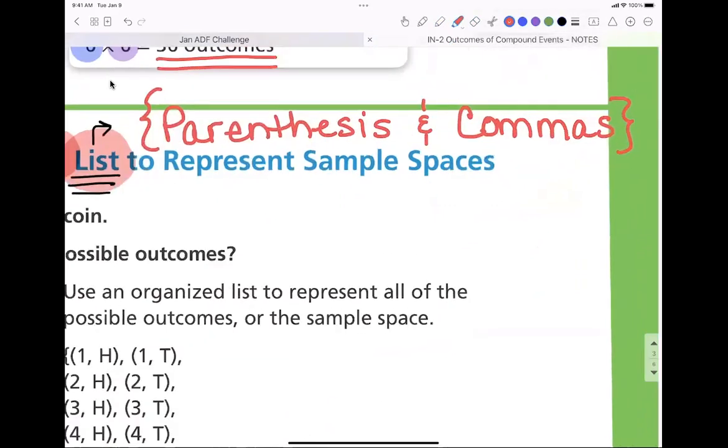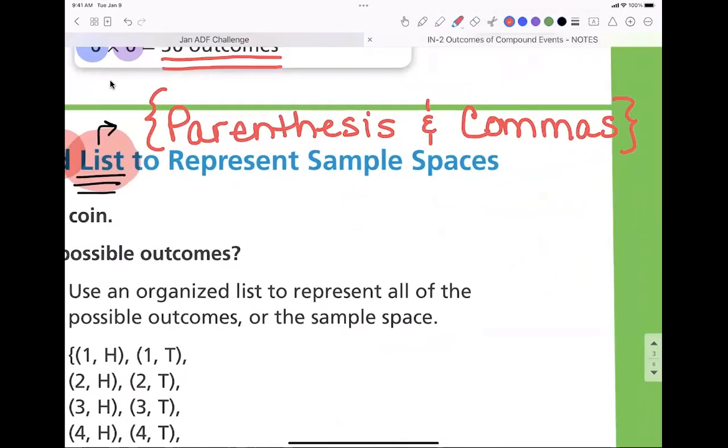I want you to write what I call fancy brackets, and then inside that, I want you to write the words parentheses and commas, and then close it with another fancy bracket. The reason I specifically want you to write this is as a reminder, when you are asked to do a list, it almost looks like ordered pairs when you're doing an X.